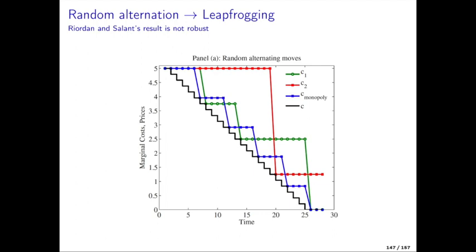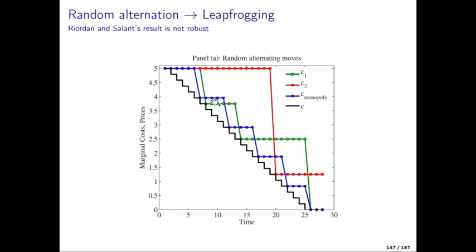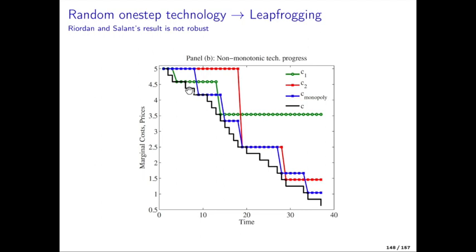If you have a random alternation, so that it's random who is taking the turn to move, then you can also have leapfrogging, which makes a lot of sense. If you have a random one-step technology, the technology is not moving regularly every time, but sometimes it's just not moving. It's random when it's moving. Then it's impossible for the preempting firm to plan ahead for preemptive investments, because it risks not getting the right to move when it should have invested, and then the other firm invests, and then it's possible to preempt. So in that respect, Riedel and Celan's result is not robust to random one-step technology either.